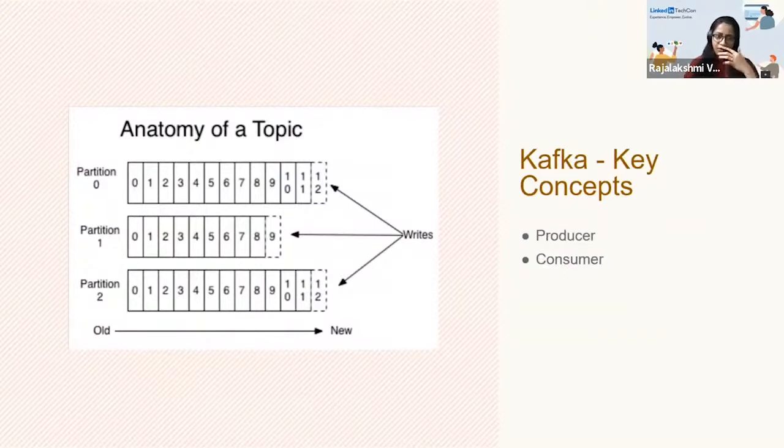Producers and consumers. We've seen these terms before. A producer is an application that writes messages or events to topics, and consumers are downstream applications which read the messages and may do some processing on top of them. Next slide.